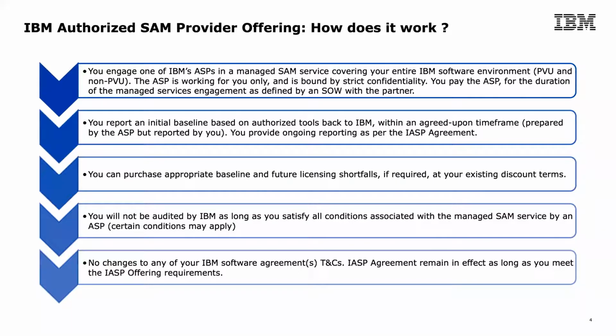In this entire arrangement, there are two operating documents. One is an IASP agreement that our customer signs with IBM. And then there is a statement of work that our customer signs with one of the four IASPs, in this instance, Angle Point. And as this work unfolds, all the reporting obligations are to be met.